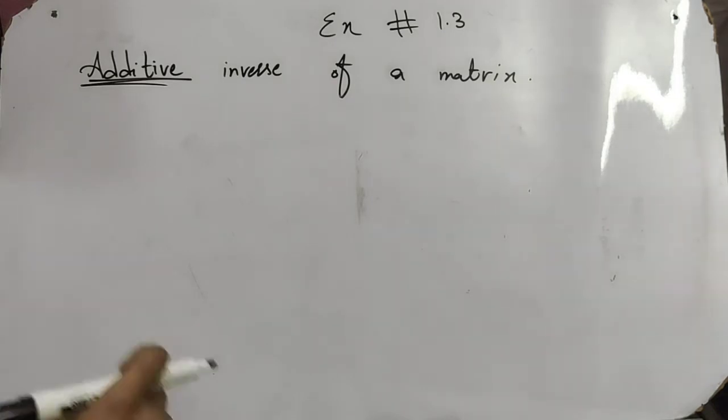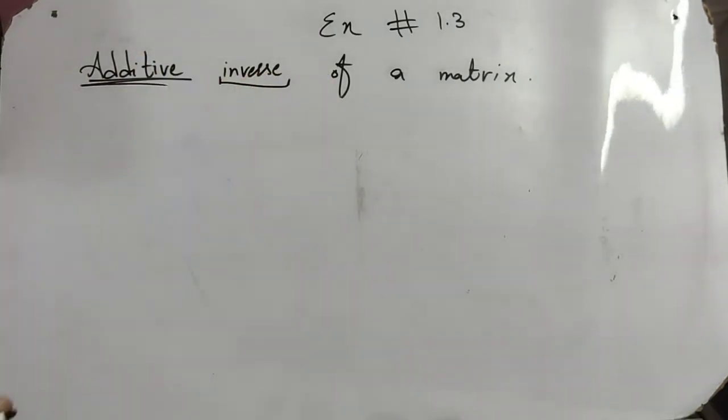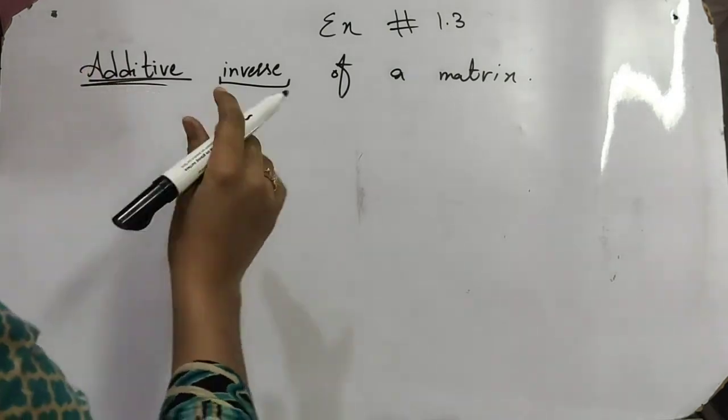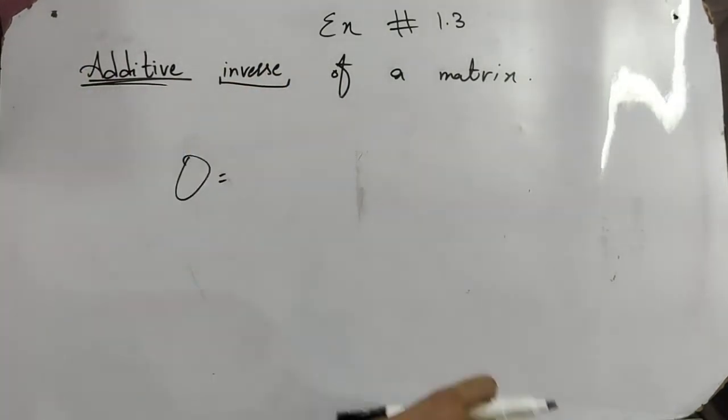And O is called the additive identity of matrix A. Okay, additive inverse: if we add two matrices and we get the 0 matrix, then we can say that the other matrix is the additive inverse of the first matrix. Okay, now we solve question number 2.